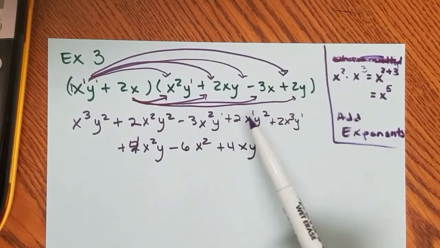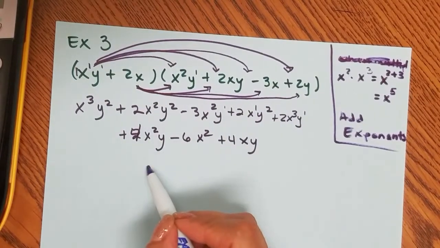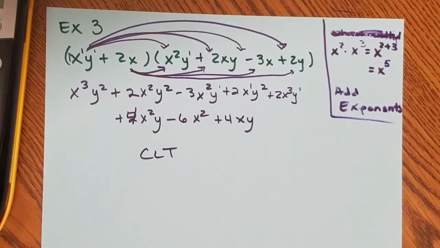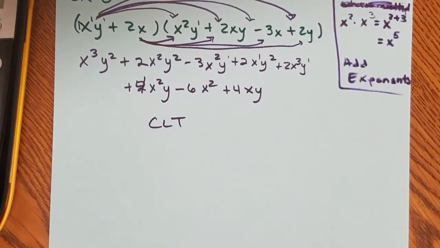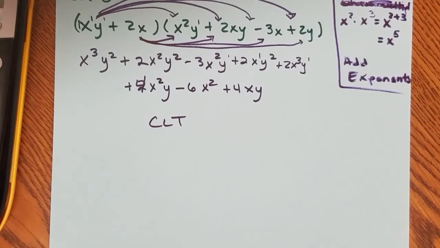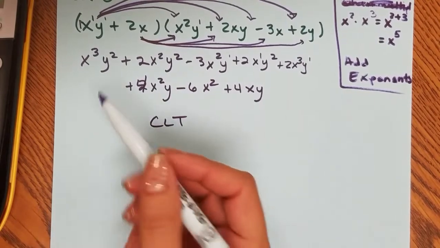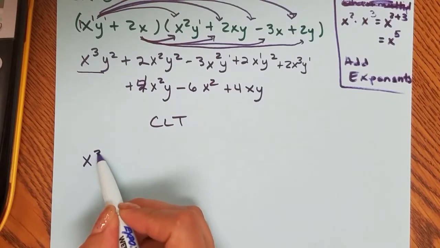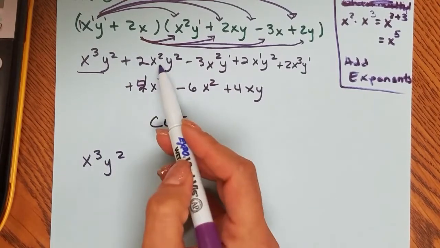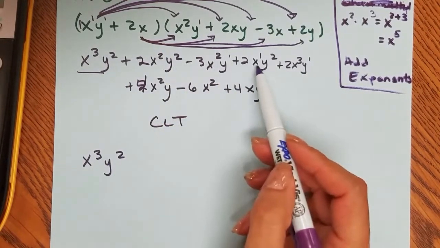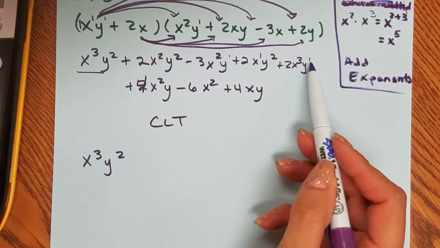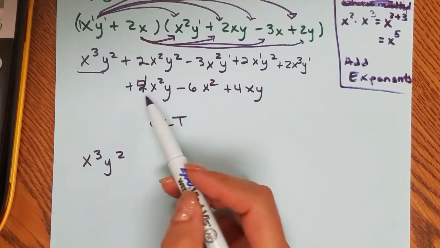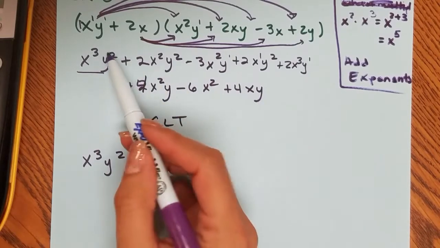Okay, so that's pretty long here. Now we have to combine like terms. Don't forget it. Just because you've multiplied doesn't mean that you've completed the problem. So I'm going to go left to right just to see what we have that's the same. I'm going to start with my x cubed y squared. X squared doesn't work. X squared doesn't work. X cubed y does not work. That's it, okay? These are not like terms.